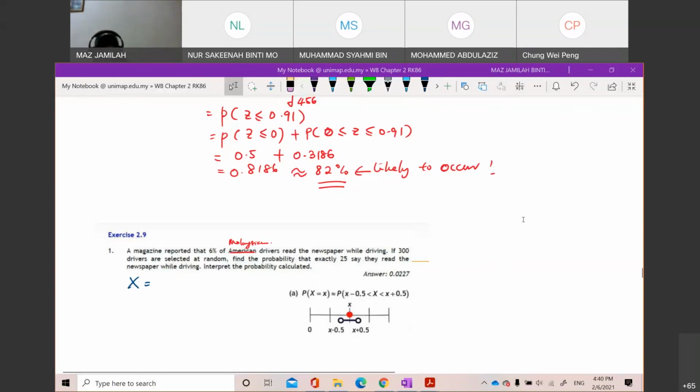Hello? What is your x here? Remember, we are talking about binomial. So if we are talking about binomial, define x. It will be the number of what? Drivers selected at random.